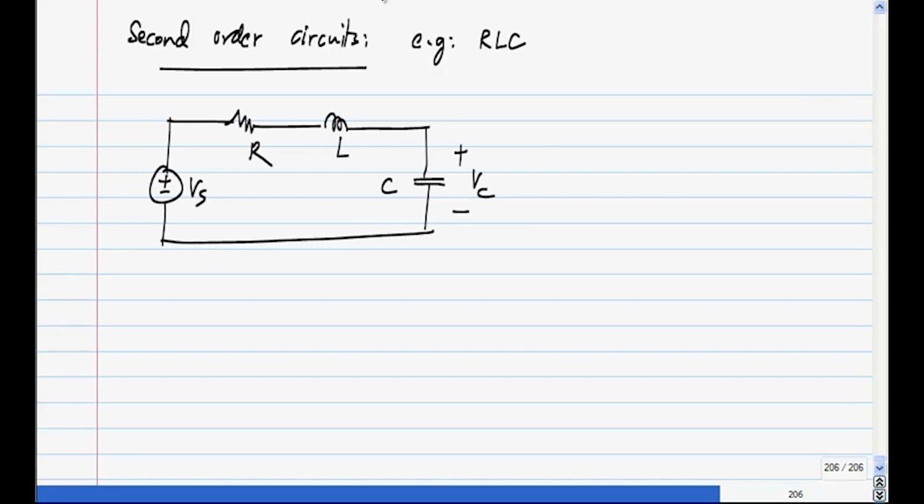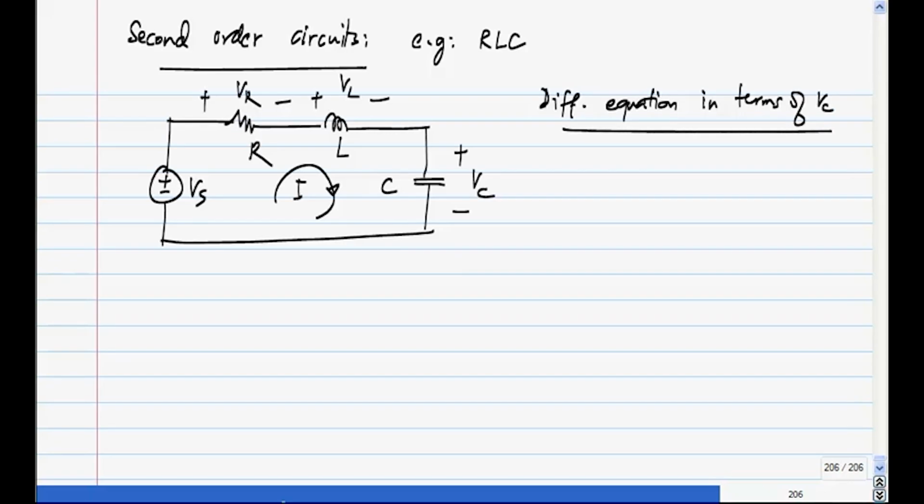Now, we have some current in the loop. The way I have chosen the circuit is to put all three elements in series. Of course, it's not necessary, we can have it in different ways. And we have a single loop with a loop current, and we have a number of variables: VR, VL, and VC. So first of all, please write down the differential equation in terms of VC. Please do that.